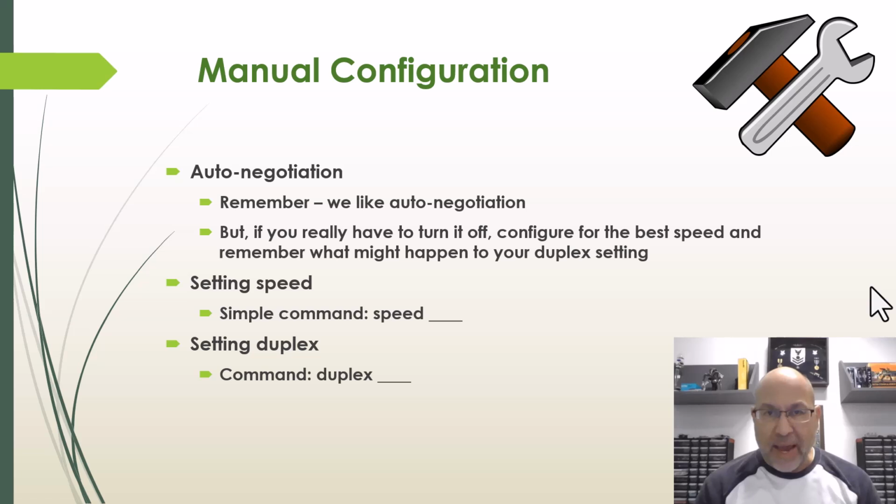Well, what about some manual configuration? Well, we can go ahead and take a look at this here in a second. So auto negotiation, right? We want that on by default. In fact, almost all devices will have it on by default, and we like auto negotiation. But if you really have to turn it off, then all we really have to do is set the speed and set the duplex nature of it in a manual configuration. So let's take a look at that.